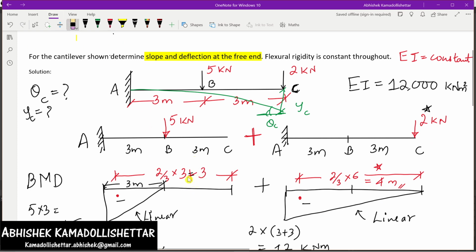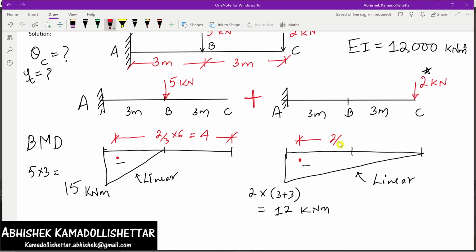So if I want to write this again, 2/3 of 3 plus 3. The 3 gets cancelled, 2 plus 3 is 5 meters. Then 2/3 of, again you have to consider here, 2/3 of 3 plus 3 is 6 meters. Okay, 2/3 of 6 is the distance. Same thing again, the distance will be the same here, so that is also again 4 meters itself.